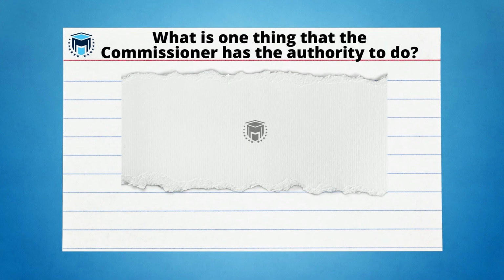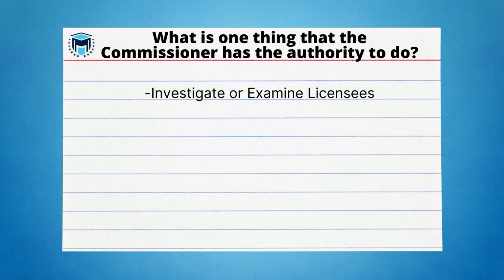What is one thing that the Commissioner has the authority to do? The Commissioner has the authority to investigate or examine licensees.